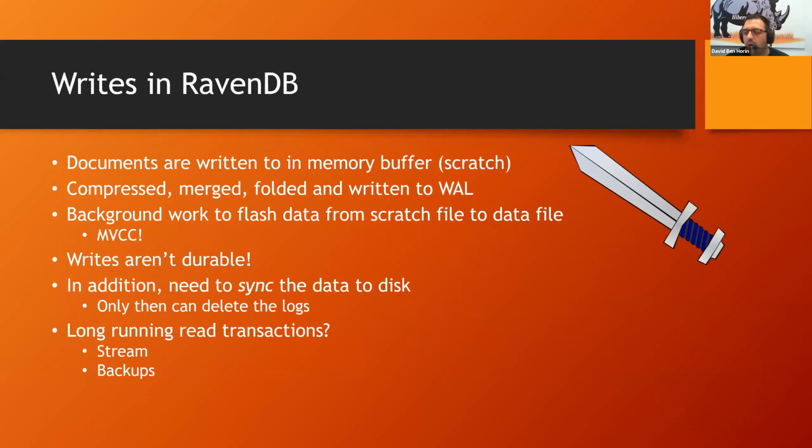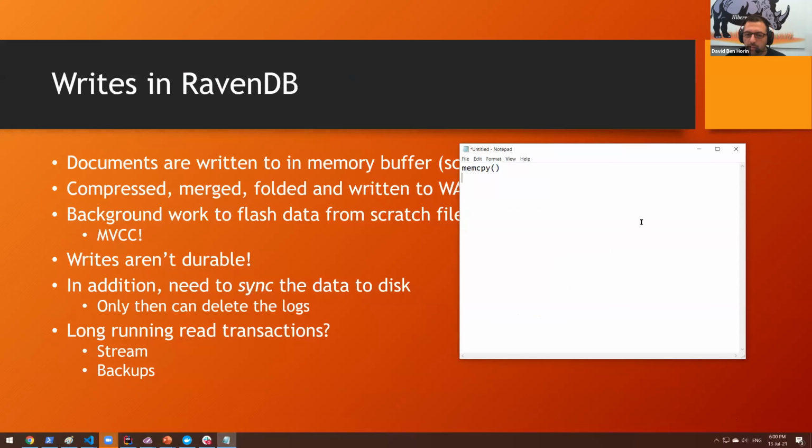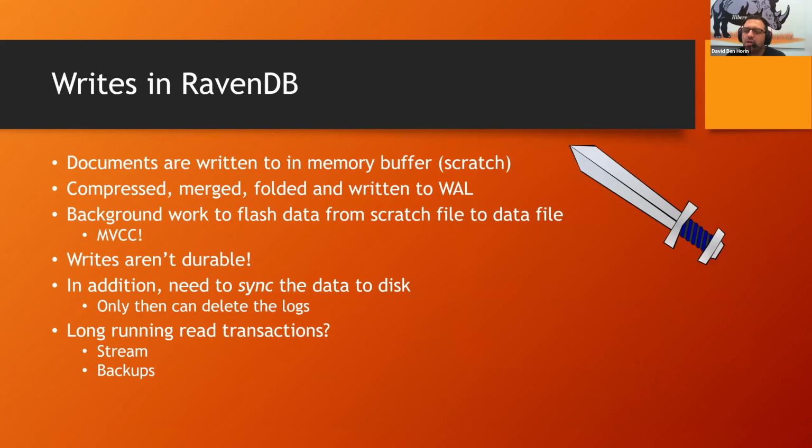Now, here are a few other things that we have to consider. Given the MVCC nature of RavenDB, what's going to happen if I have a long-running transaction? It's going to block me from writing to the data file. Why is that? Because if you remember, I had page 19 here. And if I have a read transaction looking at this, I cannot modify that. So long-running transactions tend to be extremely rare in RavenDB.